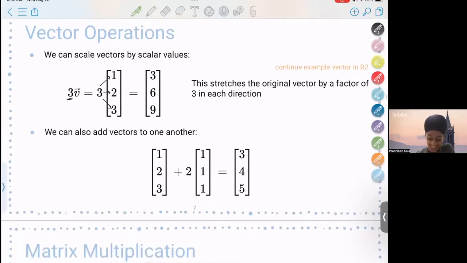So if we go back here, you can also add vectors to one another. So we have the vector we started off with. We have a scaled vector here, which would give us 2, 2, 2, and then we can add each row. So we get 1 plus 2 is 3, 2 plus 2 is 4, 3 plus 2 is 5, and we have the resulting vector.